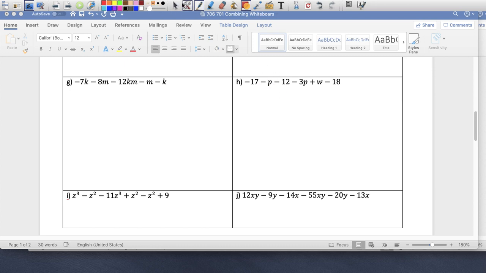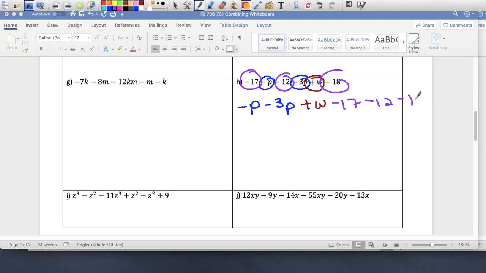Over here, what do we have here? We have a bunch of things. So let's do the p first. P, negative p, minus 3p. Doesn't matter which one you start with, by the way. What else do we have? We have a W, plus W. And we have some numbers, right? Negative 17, minus 12, minus 18.